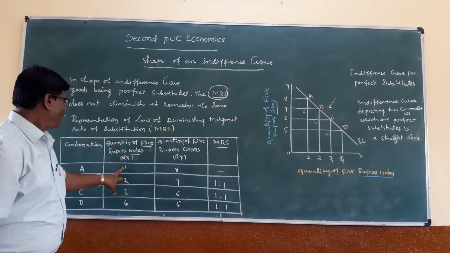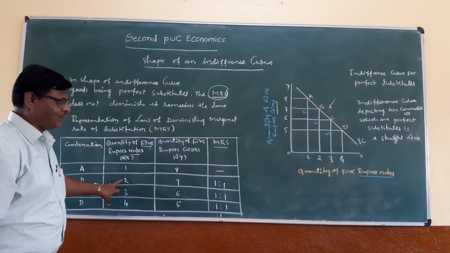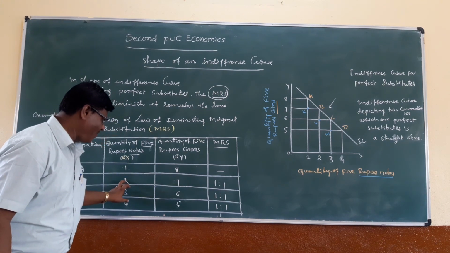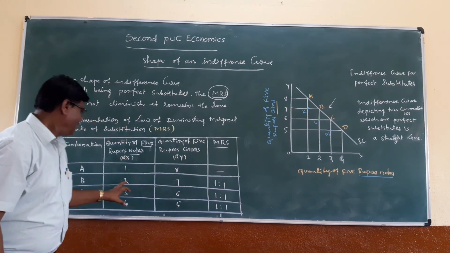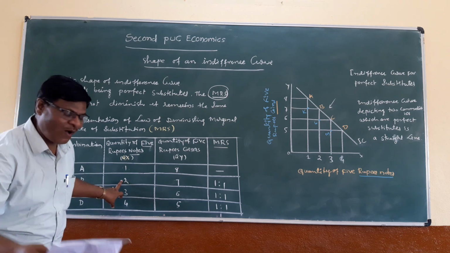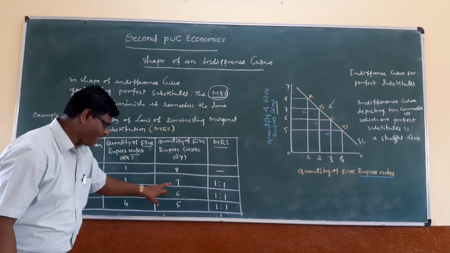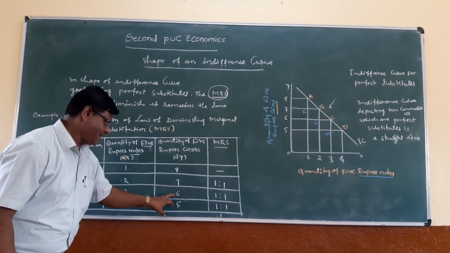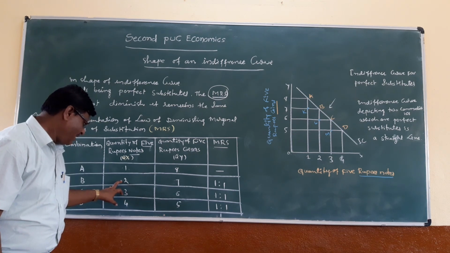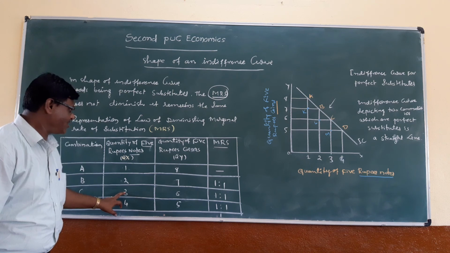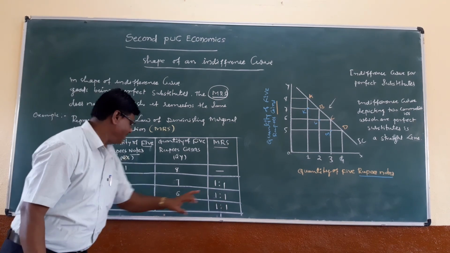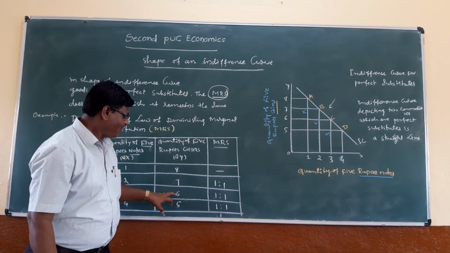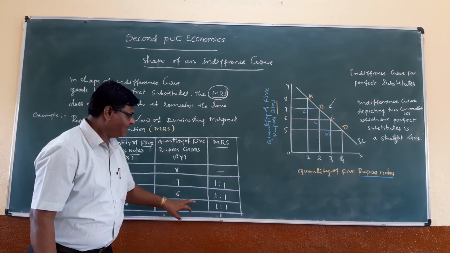If we increase the notes from 1 to 2, the consumer has to sacrifice 1 coin. The ratio of marginal rate of substitution is 1:1. For notes 2 to 3, the consumer sacrifices coins 7 to 6, which is 1, so the MRS is 1:1. If we increase the notes from 3 to 4, the consumer sacrifices coins from 6 to 5, which is 1. The ratio of marginal rate of substitution is 1:1.